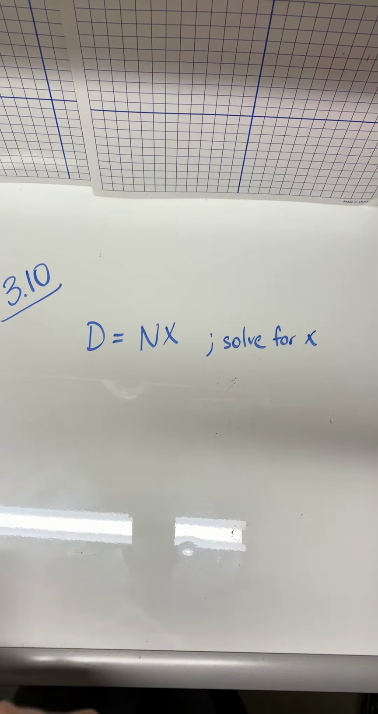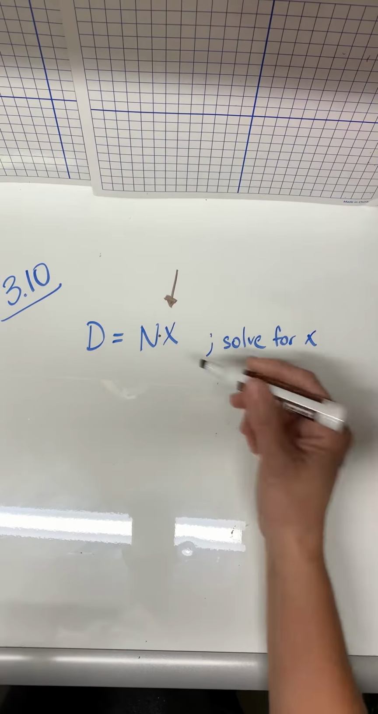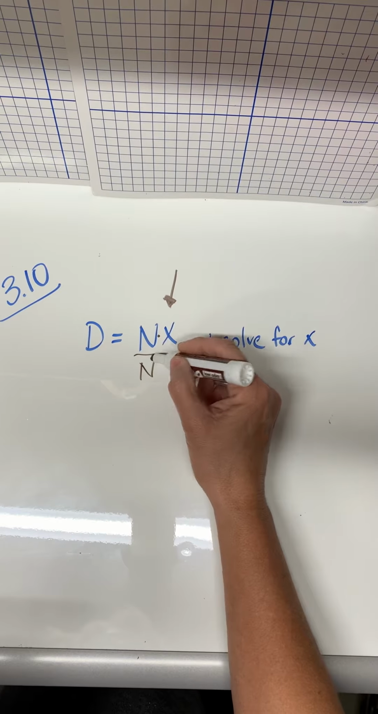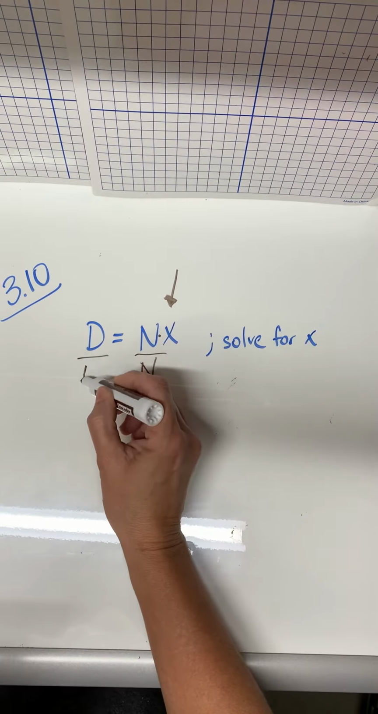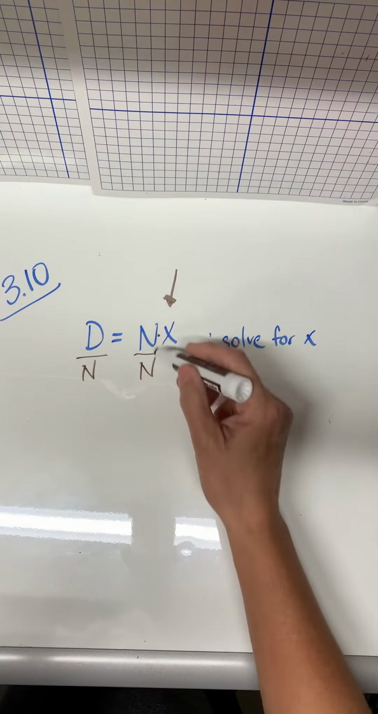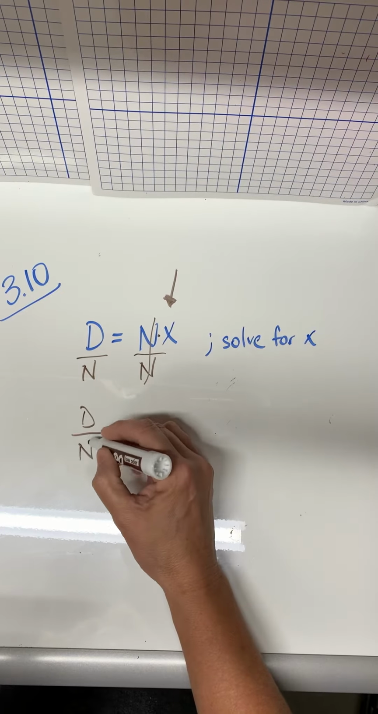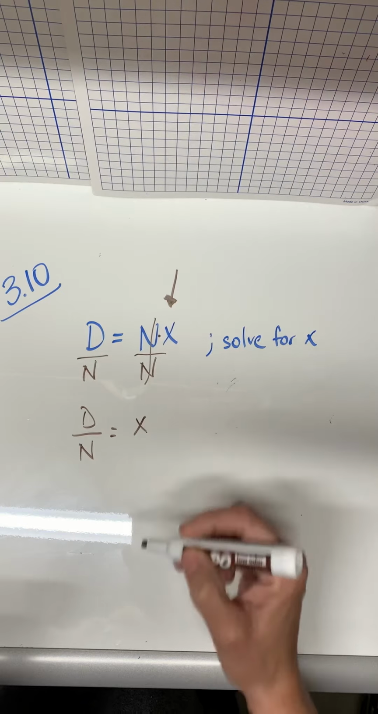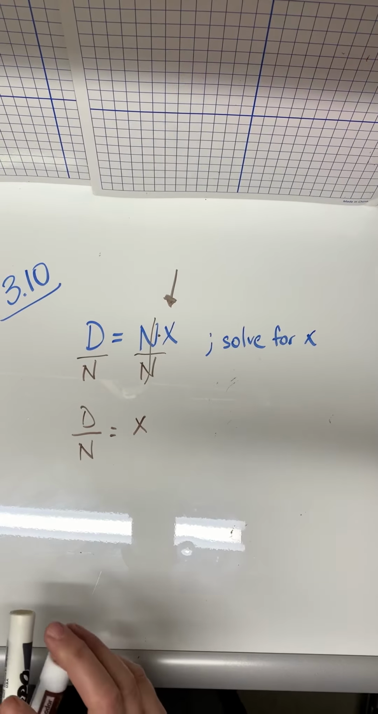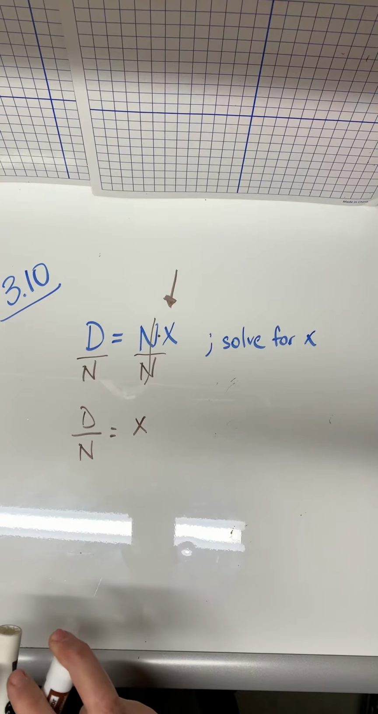If I want to solve this for x, that means I want x to be isolated or all by itself, which means I need to move the n to the other side of the equal sign. So how do we do that? Well, they're connected with multiplication, so the opposite of multiplication is division. Whatever I do to one side, I must do to the other. So this cancels, and I'm left with d over n equals x. And that would be the equation rewritten for x.